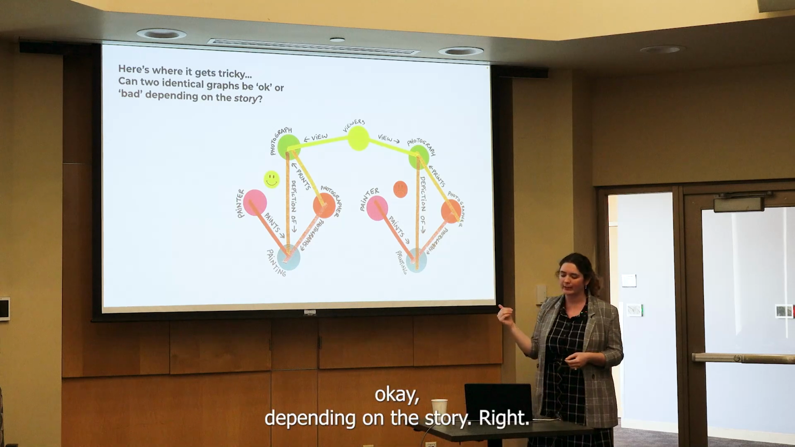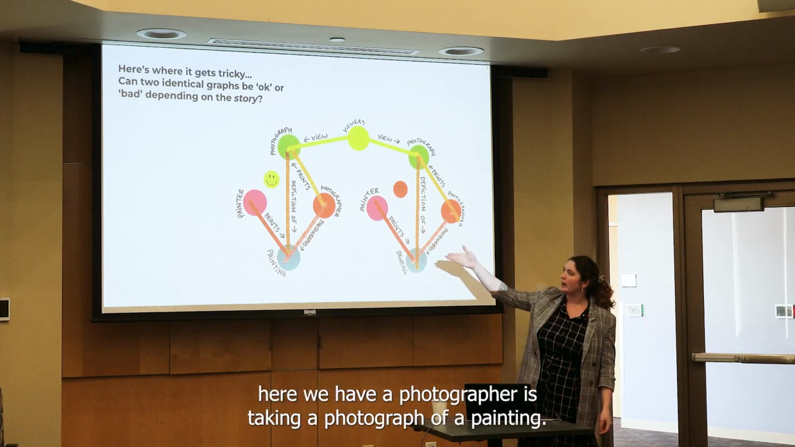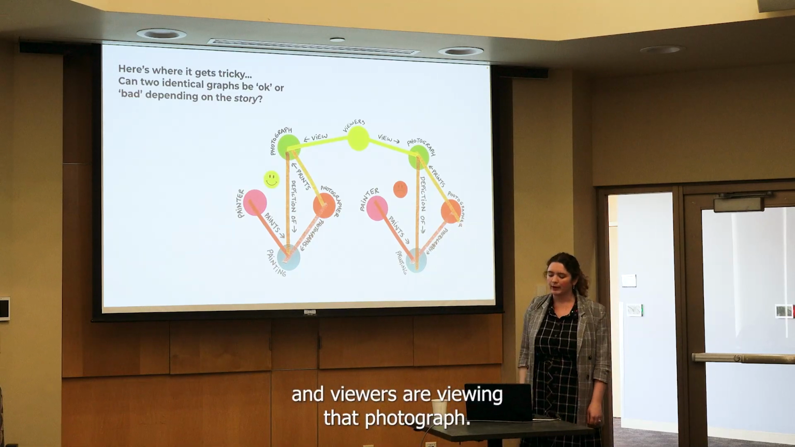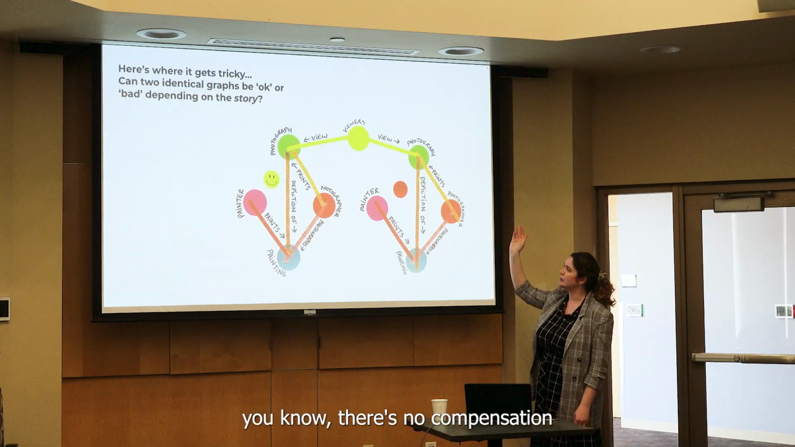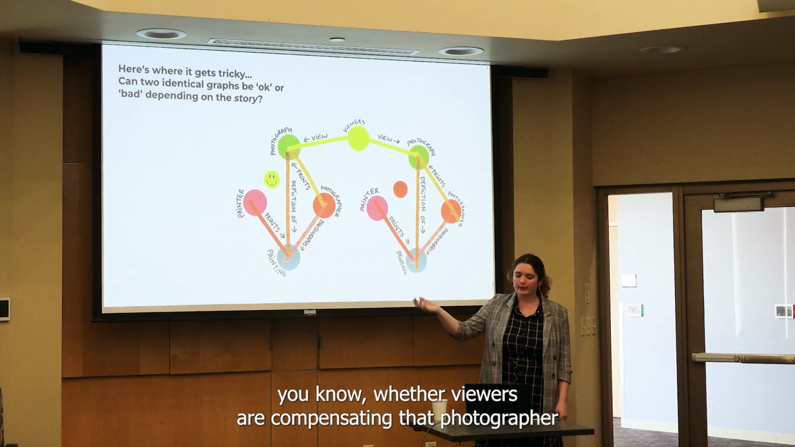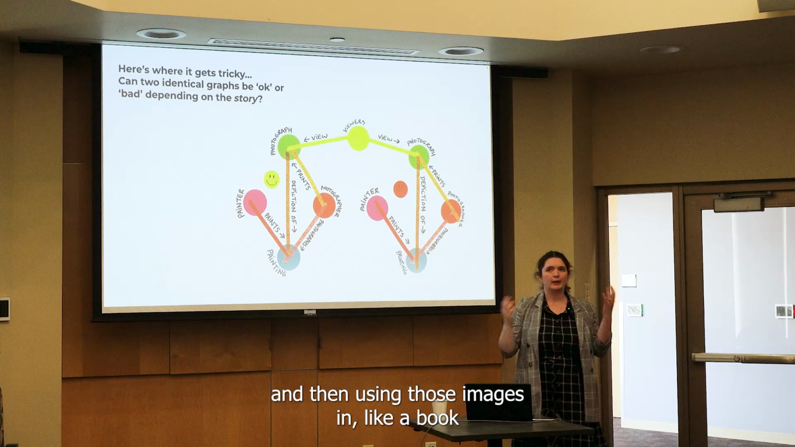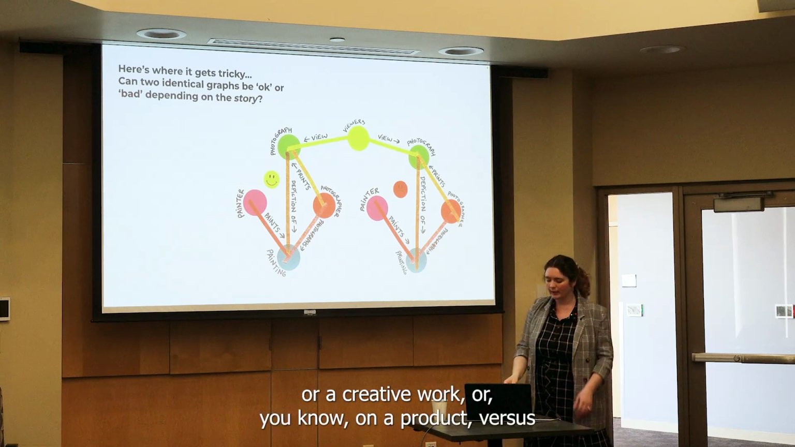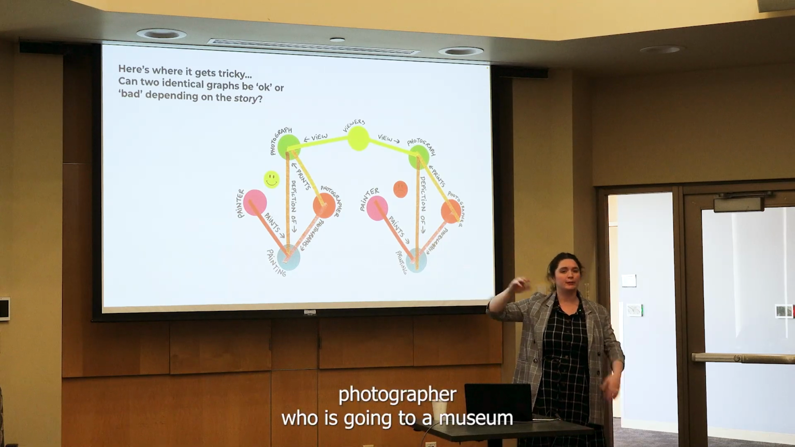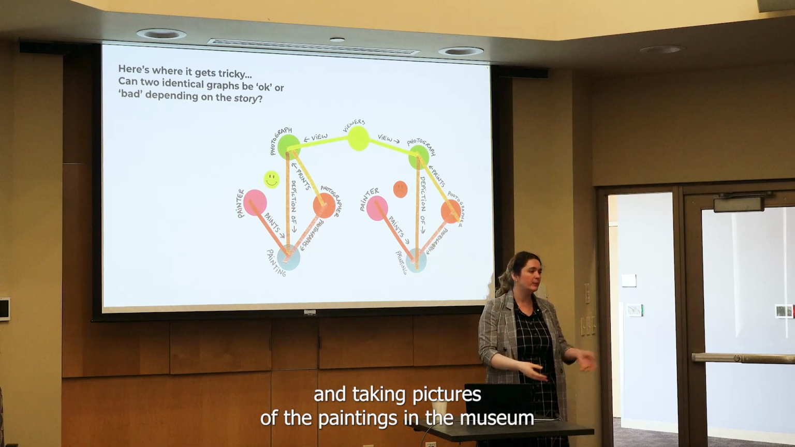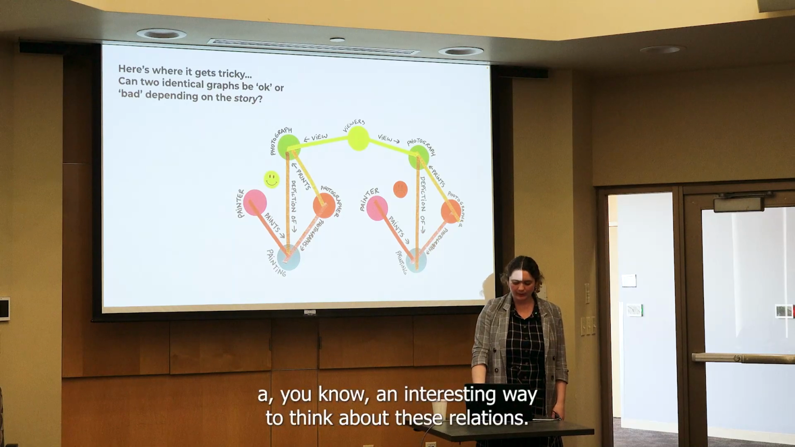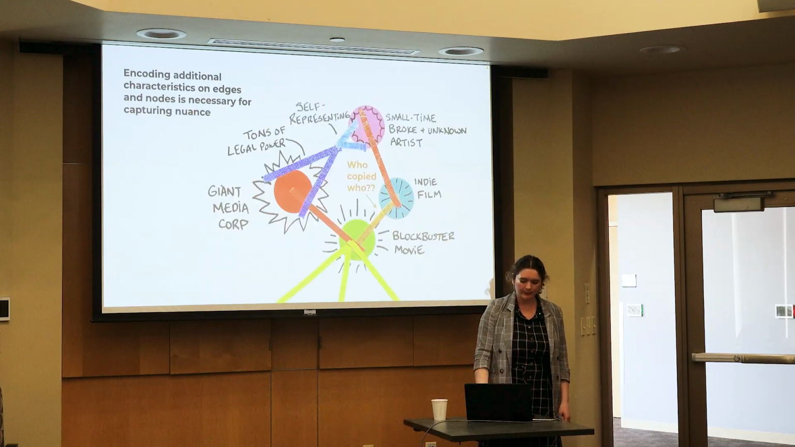Here we have a photographer who's taking a photograph of a painting and viewers are viewing that photograph. There's no compensation shown in this network here, but we could think about whether viewers are compensating that photographer and then using those images in a book or a creative work or on a product, versus maybe this is just a documentary photographer who is going to a museum and taking pictures of the paintings in the museum to share awareness about the work. So it can be an interesting way to think about these relations.